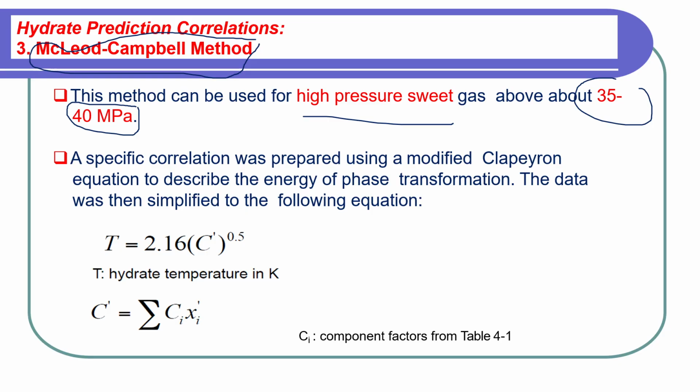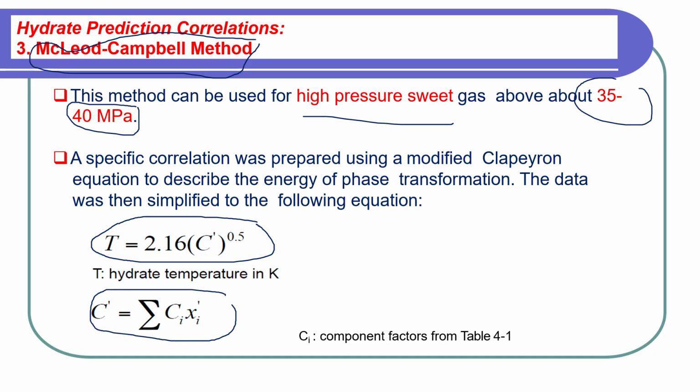The method is based on what we call the modified Clapeyron equation, and the equation can be simplified in this form, where T is the hydrate temperature in Kelvin, equal to 2.16 C prime to the power 0.5, where C prime equals Ci multiplied by Xi dash, where Ci is the component factor that we can see from the table in the next slide, and Xi is the mole fraction.